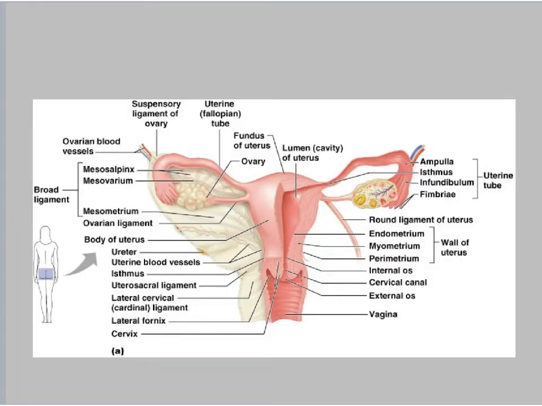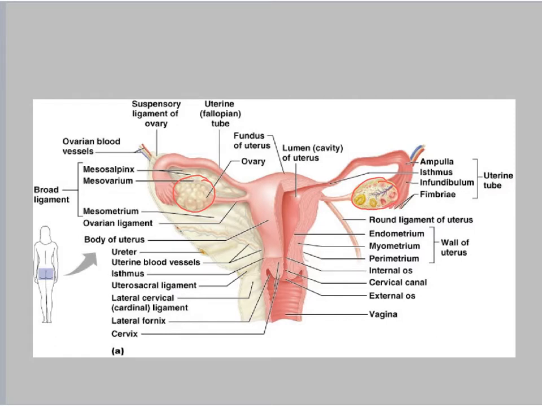So if we look at a posterior view of the female reproductive tract, one of the first things you'll see are these globular structures. Over on the left, this is superficial. Over on the right, that's deep. And so the ovaries are this structure right here on the left, and here is the right ovary.